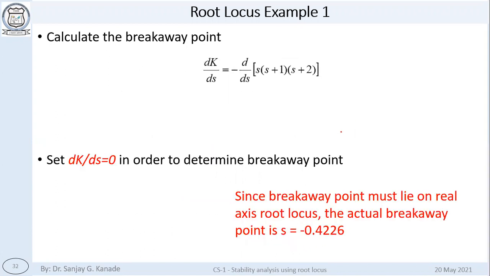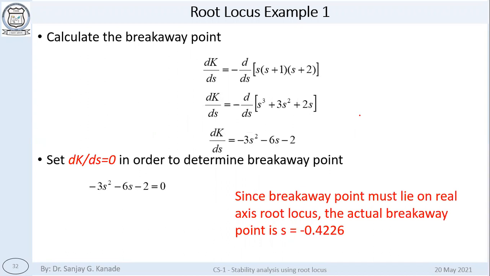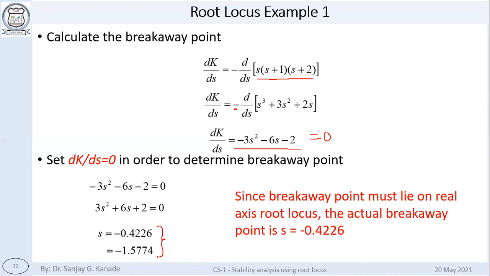So if we differentiate this equation, dk by ds, we'll have to expand obviously first: s cube plus 3s square plus 2s. When you take the derivative of that, you get, because of this minus, everything will be negative, minus 3s square minus 6s minus 2, right? So we got dk by ds. Now we have to equate this to 0. And when we equate this to 0 and solve it, we get these two roots. You can check on your calculators. Is it correct?